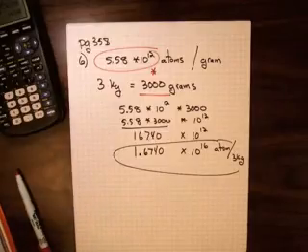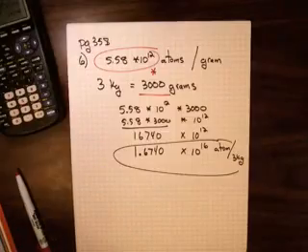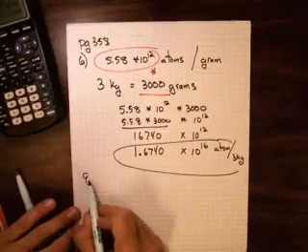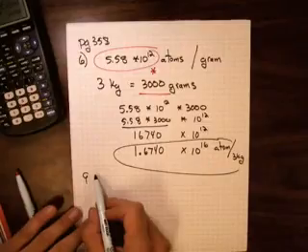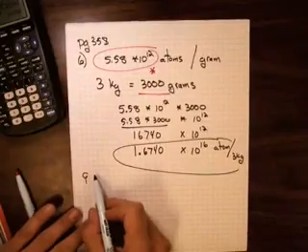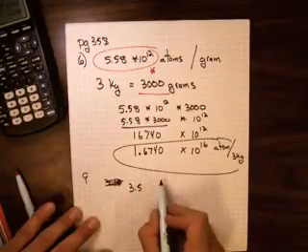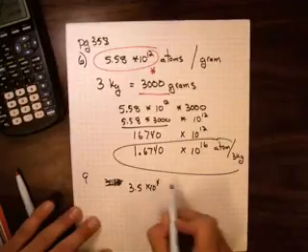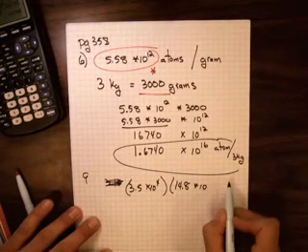Let's try one more problem. I'll try a little bit from number 9. Here we want to multiply a problem of, oops, sorry, it's 3.5 times 10 to the 4th. We're going to multiply that to 14.8 times 10 to the 5th.